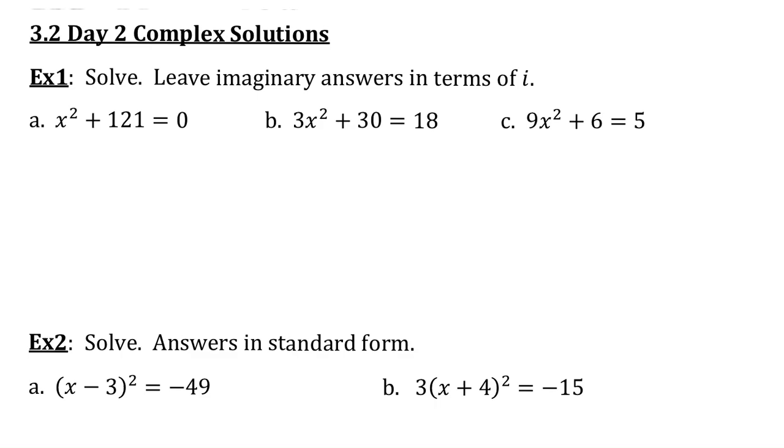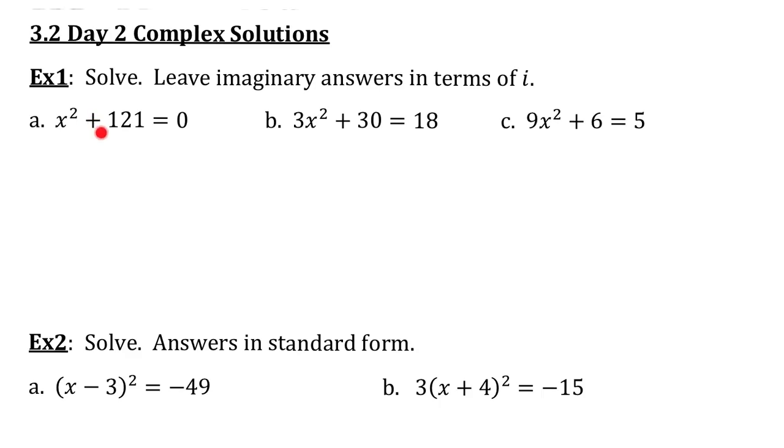In 3.2, day 2, we're going to solve equations that have complex solutions. So for the first example, we're going to solve, and we're going to leave our imaginary answers in terms of i. It doesn't mean they're all going to be imaginary, though. So x squared plus 121 equals 0. I cannot factor this. If it were a minus, I could, but I can't.